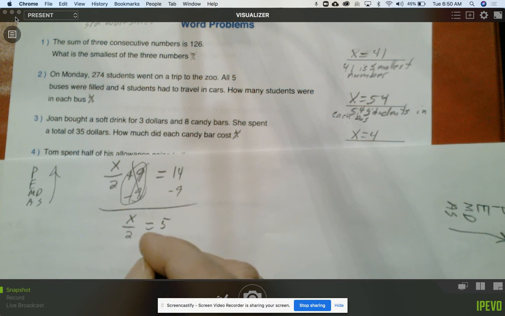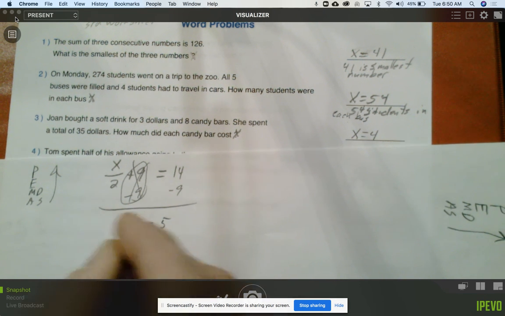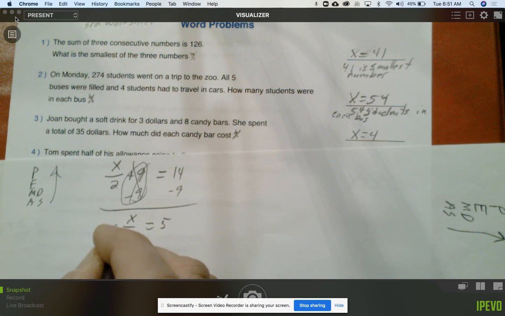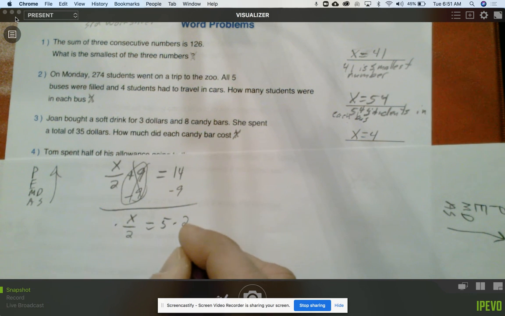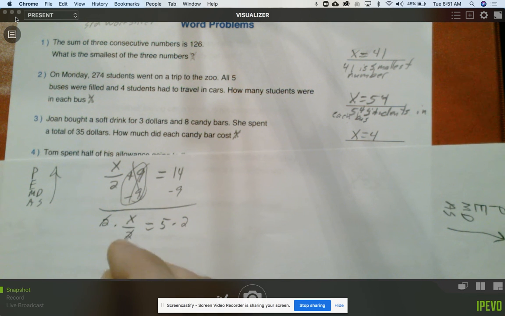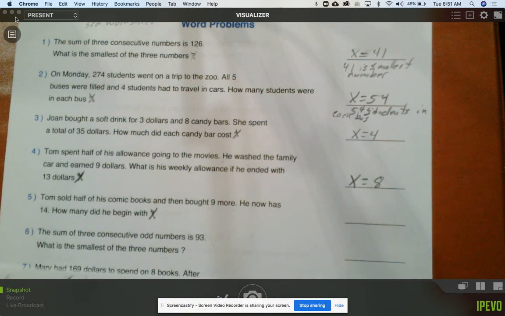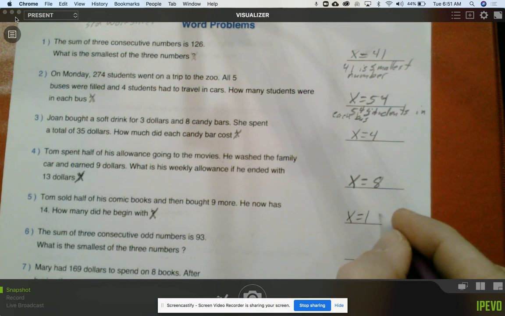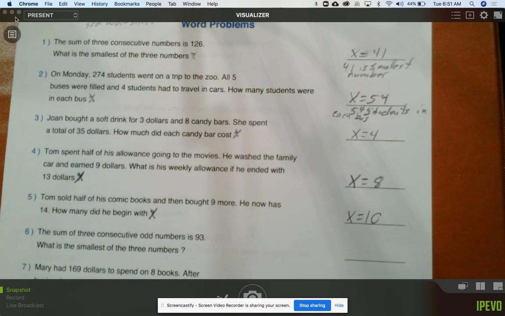So now I was thinking that I would divide by 2, which would give me a fraction, but I'm not dividing because I already divided by 2. I have to multiply both sides by 2 to get rid of the 2 on the left side to get the x by itself. The 2's cancel. X equals 2 times 5 is 10. Or in other words, Tom sold half, so X equals 10, or 10 comic books. He began with 10 comic books. Okay, that's the first one. So the first one, that's video number 1.